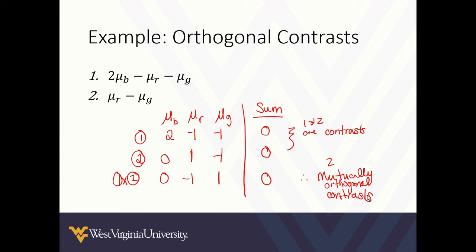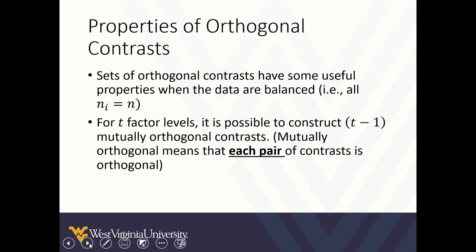And so what this does is allow us to conduct an F-test and save us the price of performing an extra test separately, which we'll be able to see in a moment. What are some properties of our orthogonal contrasts? Sets of orthogonal contrasts have some useful properties when the data are balanced, meaning all n_i are equal to n. For t factor levels, it is possible to construct t minus 1 mutually orthogonal contrasts, meaning that each pair of contrasts is orthogonal.